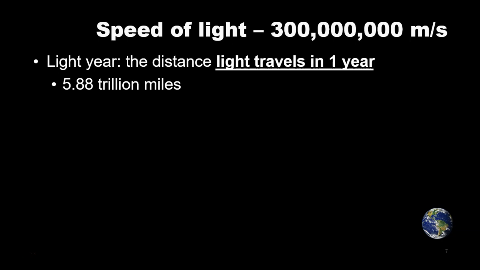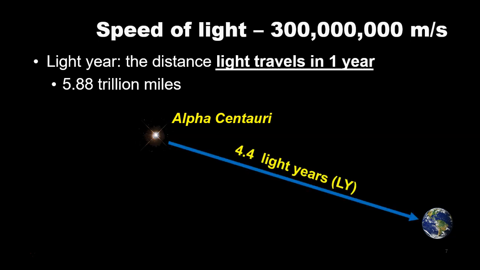So let's move out from our planet and look at our closest star. The closest star to us, other than our sun, is called Alpha Centauri. Alpha Centauri happens to be about 4.4 light years away from us. If you want that distance in miles, you'll have to take 4.4 and multiply it by 5.88 trillion miles. So 4.4 light years away.